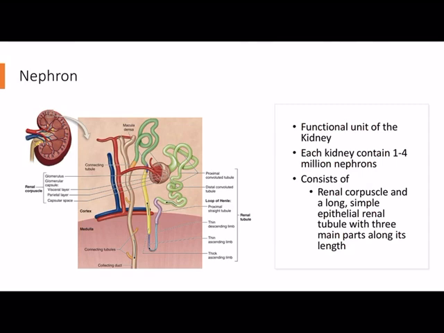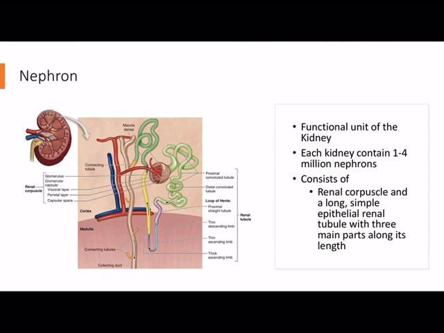So here you see an illustration of your nephron, which is the functional unit of the kidney. Each kidney contains at least 1 to 4 million nephrons, and each consists of a renal corpuscle and a long simple epithelial renal tubule with 3 main parts along its length. A renal corpuscle contains your glomerulus and your glomerular capsule, which has a visceral and a parietal layer, and a capsular space.